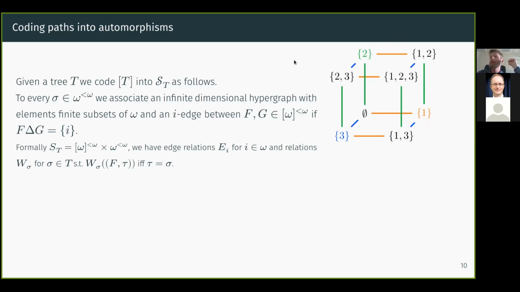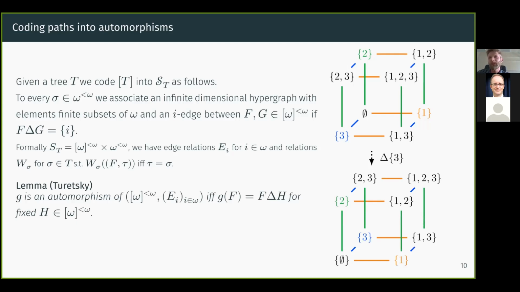You can see here an example. Here is a subset of this hypergraph, of all the subsets of {1, 2, 3}. We have this edge labeled by 2, and there's an edge between {2, 3} and {3}, because the symmetric difference between {2, 3} and {3} is {2}. And the same for, say, {1} and the empty set: the symmetric difference is {1}, so there's a 1 edge. We get this cube here in this case. Of course, it's an infinite structure and contains all the finite sets. To every string sigma, we attach a copy of this graph.